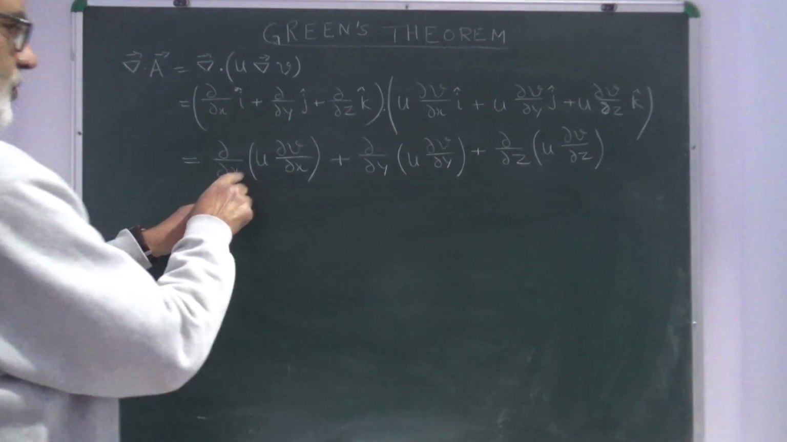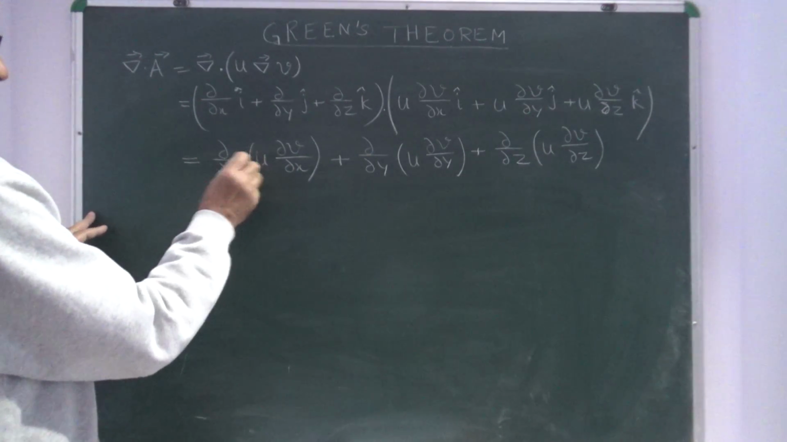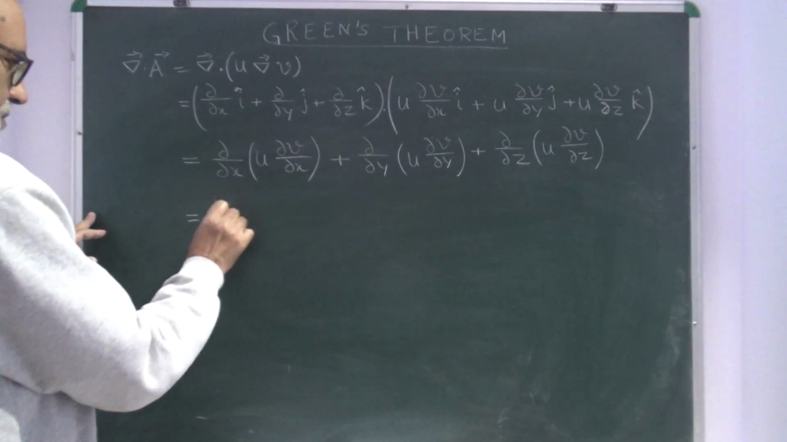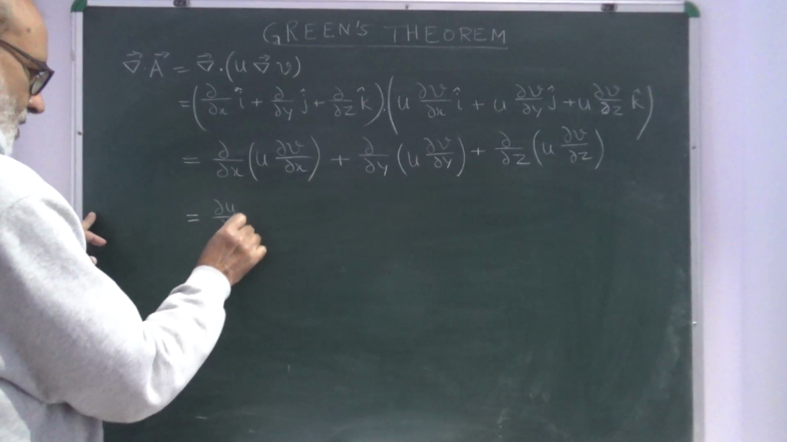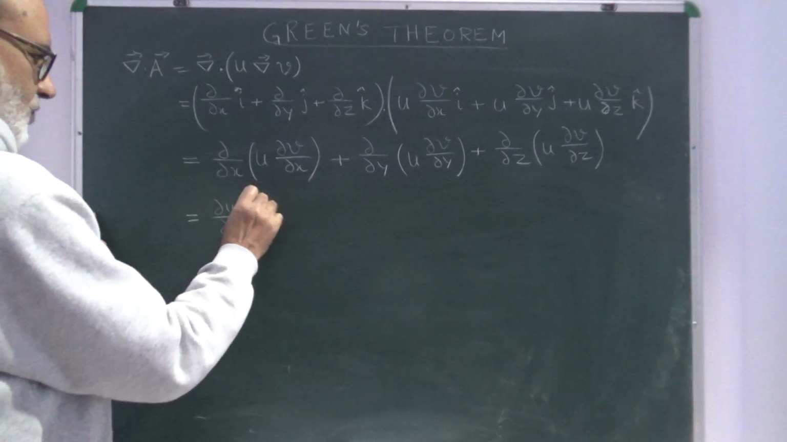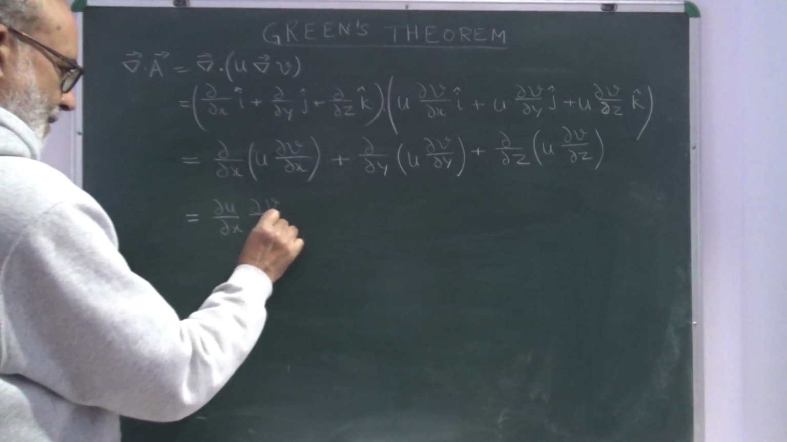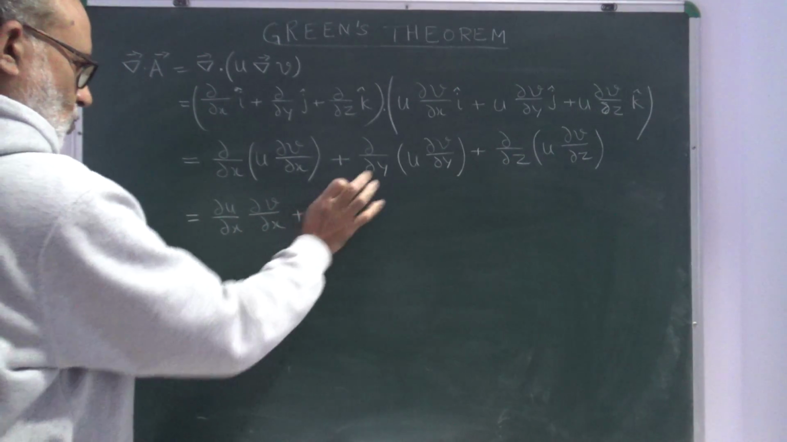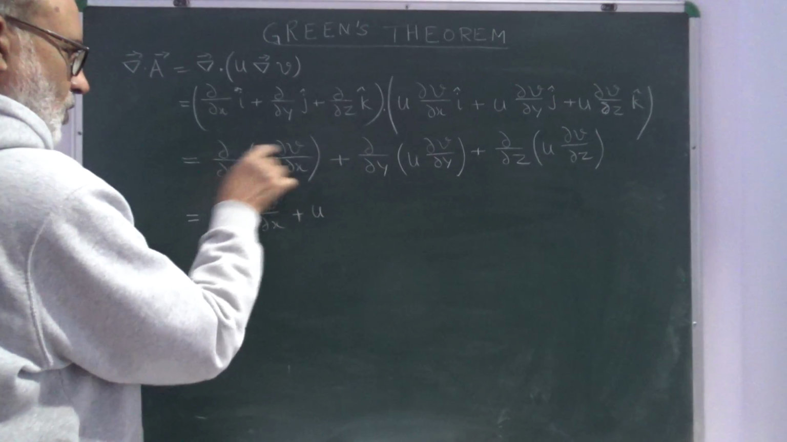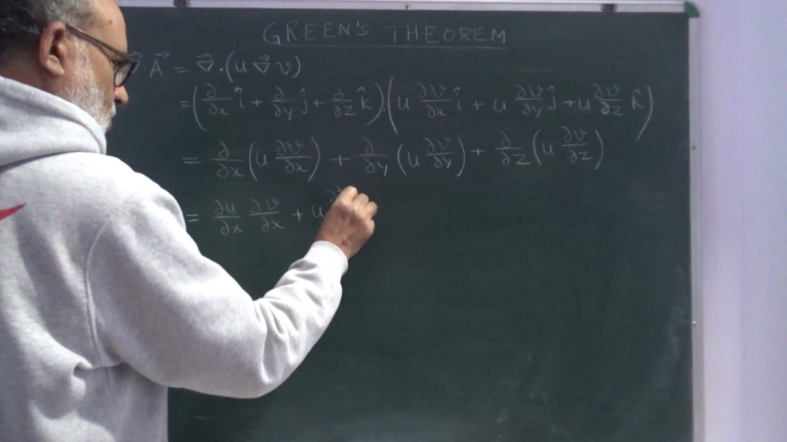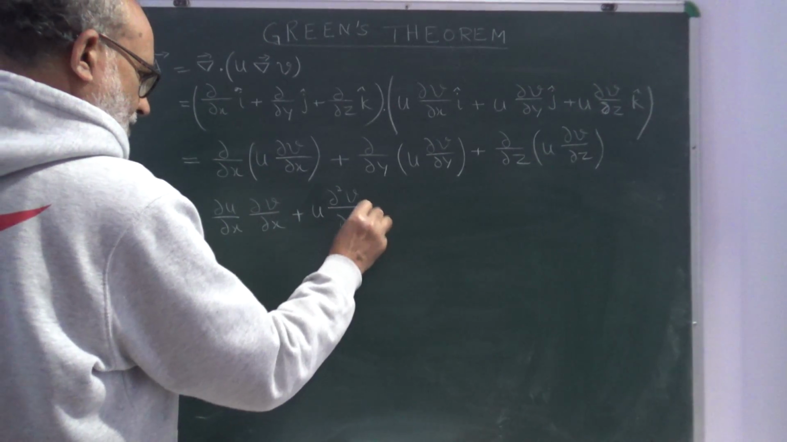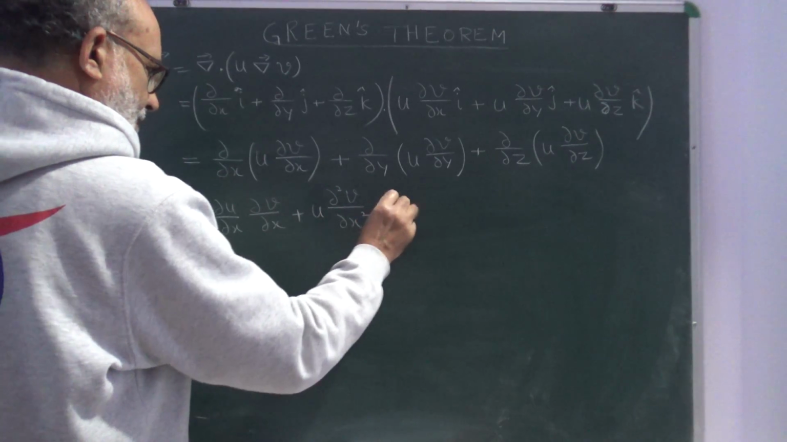So this is the product of two functions. So this will be del U by del x operate, this will remain as it is, plus U will remain as it is, and this will operate on this. So this will be del square V by del x square plus.